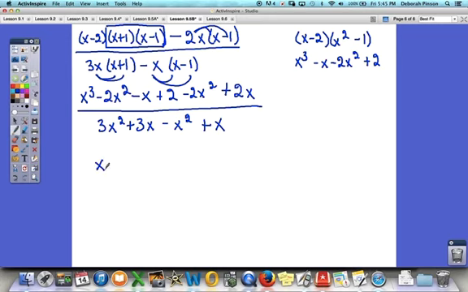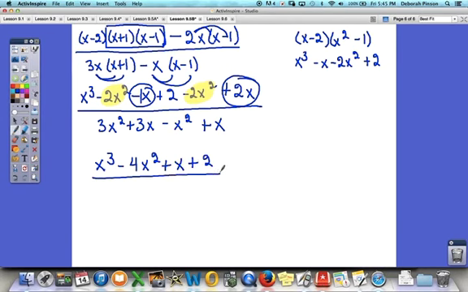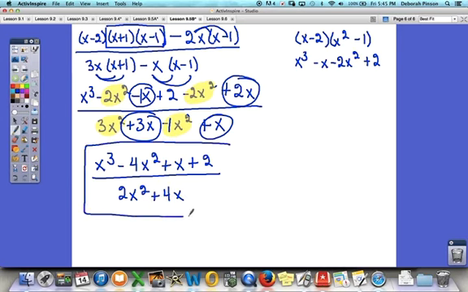So I'll have my x to the third. Now in terms of my x squareds, I've got 2 of them, so I'll combine those to get minus 4x squared. With my x's, I have negative 1, positive 2, so positive 1x, and then my plus 2. Now down in the bottom, I'm going to combine my x squareds. So I'll have 3 minus 1 is 2x squared. And combine my x's, so I'll get 4x. All right, that one was big and messy, but here is my final answer.